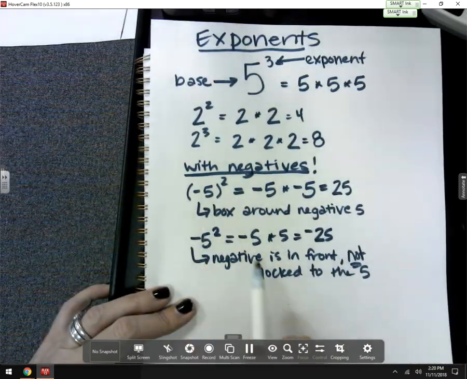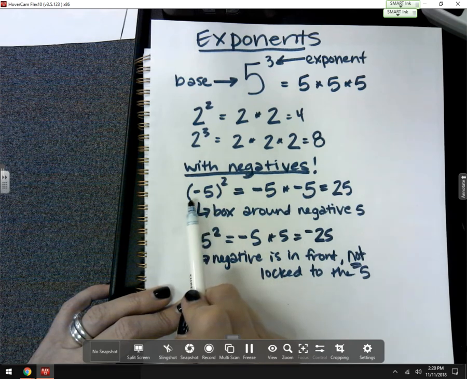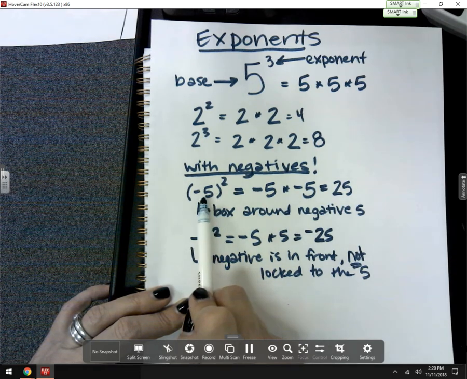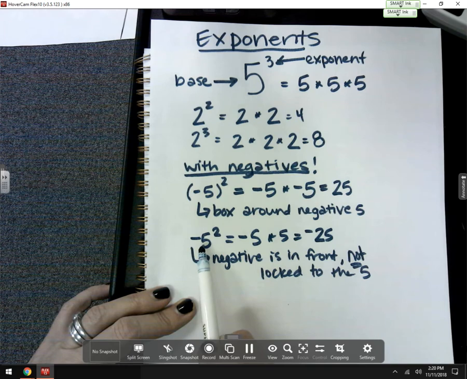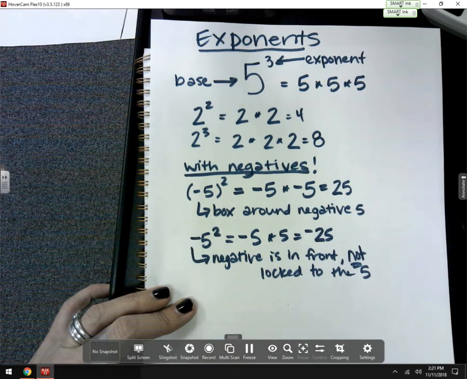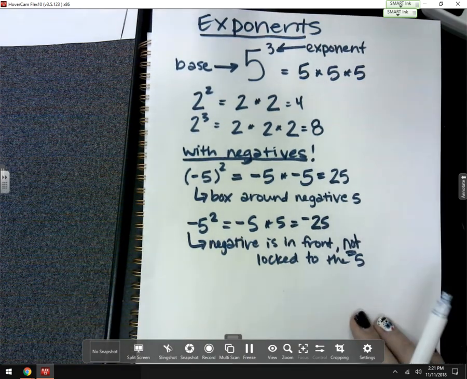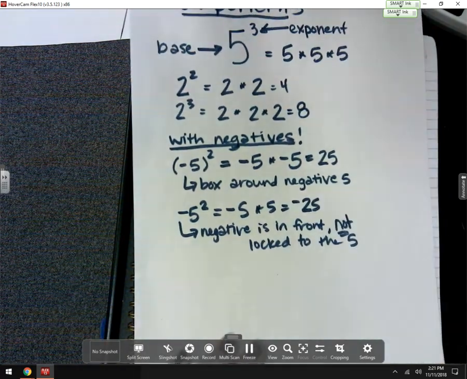So do you see how it's different? If the parentheses are around it, it's boxing it in where the negative is attached to it. If it's like this, the negative's kind of hanging out here in front, and we do our exponents and then the negative sticks on there. So I want you guys to write a couple of examples for me at the bottom of your page.